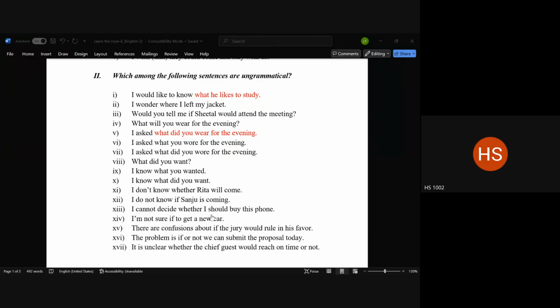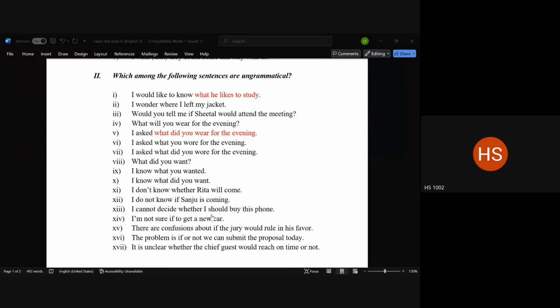So if you have a grammatically complete sentence that follows the subordinating conjunction, then in the case of if and whether, you can use both. I don't know if Rita will come. I don't know whether Rita will come. So that is one rule associated with the use of the subordinating conjunctions if and whether. Now look at sentence number 12. I do not know if Sanju is coming. Is this right? This is correct.